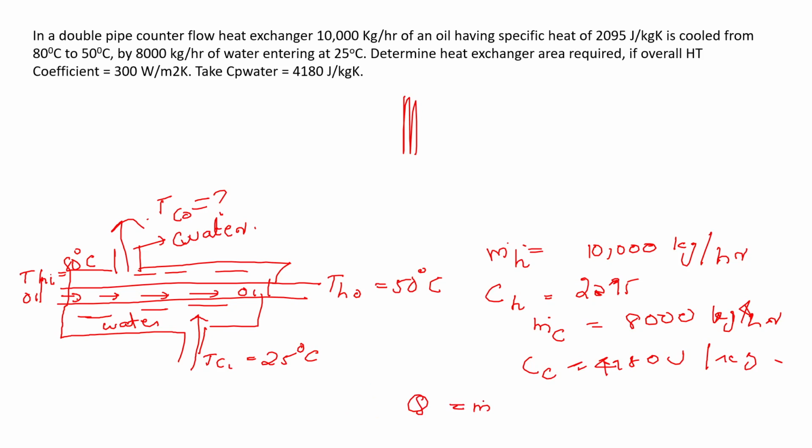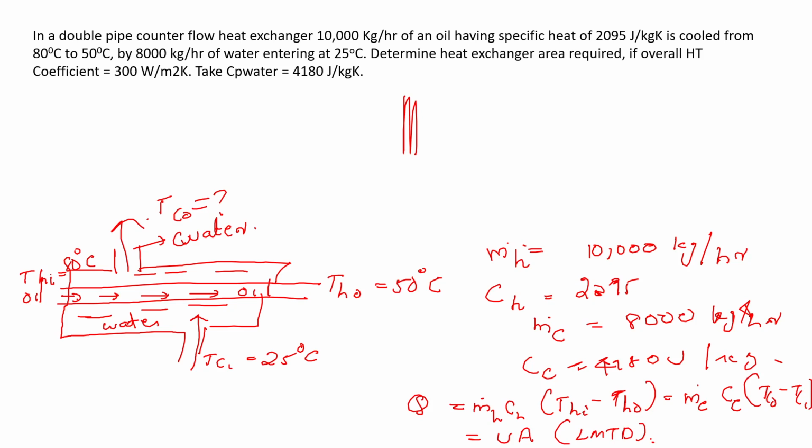Q value, how can you write it? Mass rate MH CH times THI minus THO. That is the amount of heat lost by the hot fluid, and that will be the same as the amount of heat gained by the cold fluid also. So you can write it as MC Cc times TCO minus TCI, and this will be equal to U A times LMTD, where A is the area.